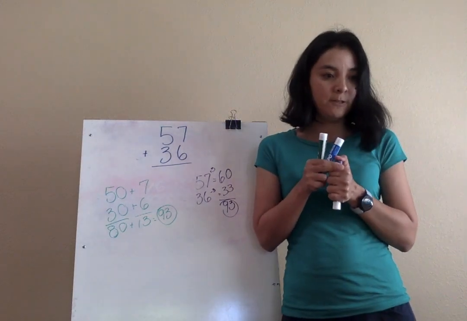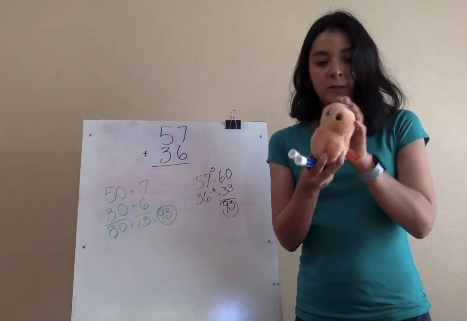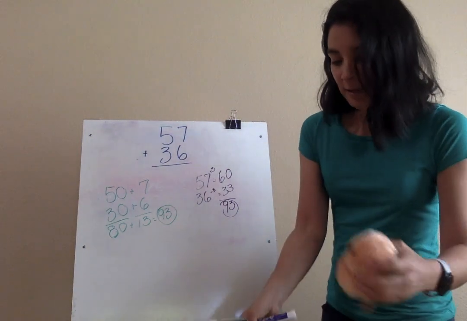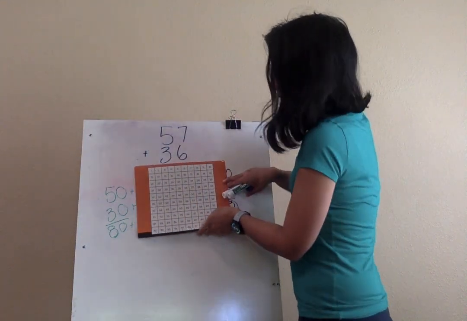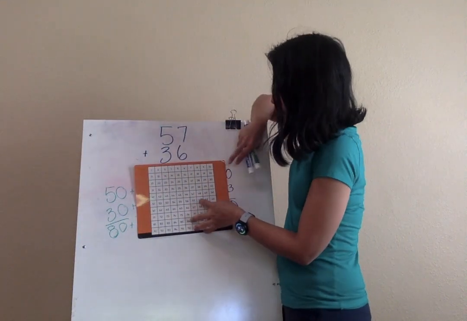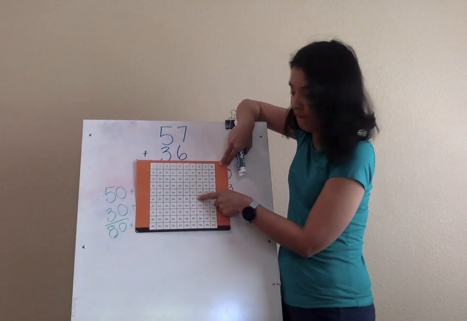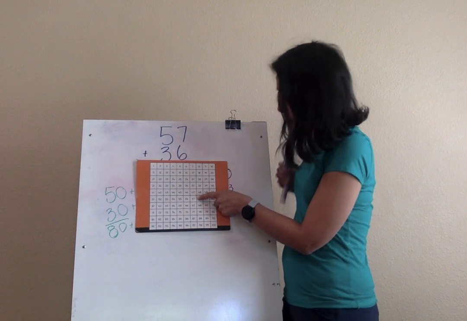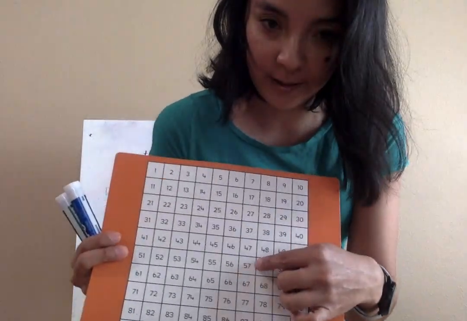Do we have a different strategy? Yes. Oh, look, I have my little, here's called Earache. Earache has a different strategy. He thought of a hundreds chart. What did you do with the hundreds chart? Oh, he said that he found the biggest number, 57. And with 57, what did you do with 57?